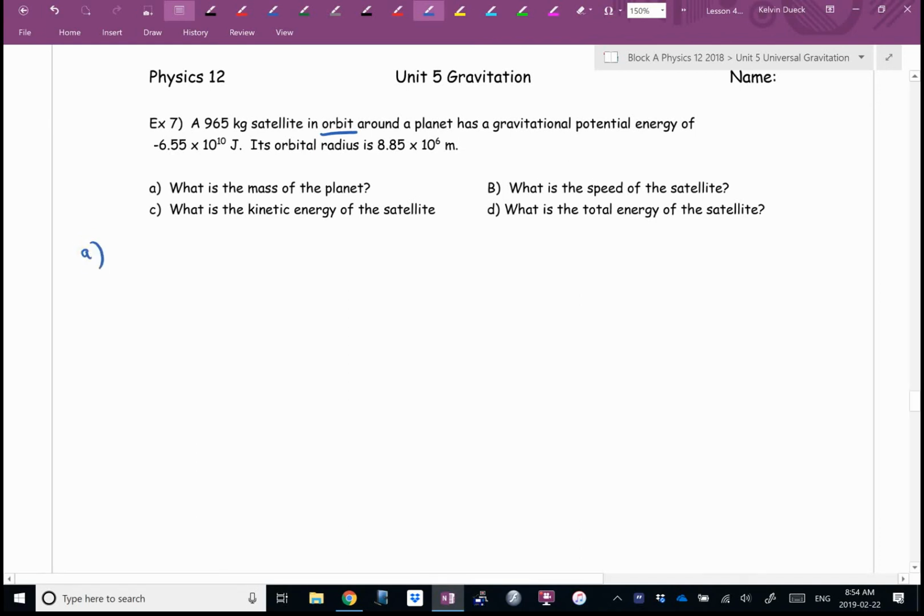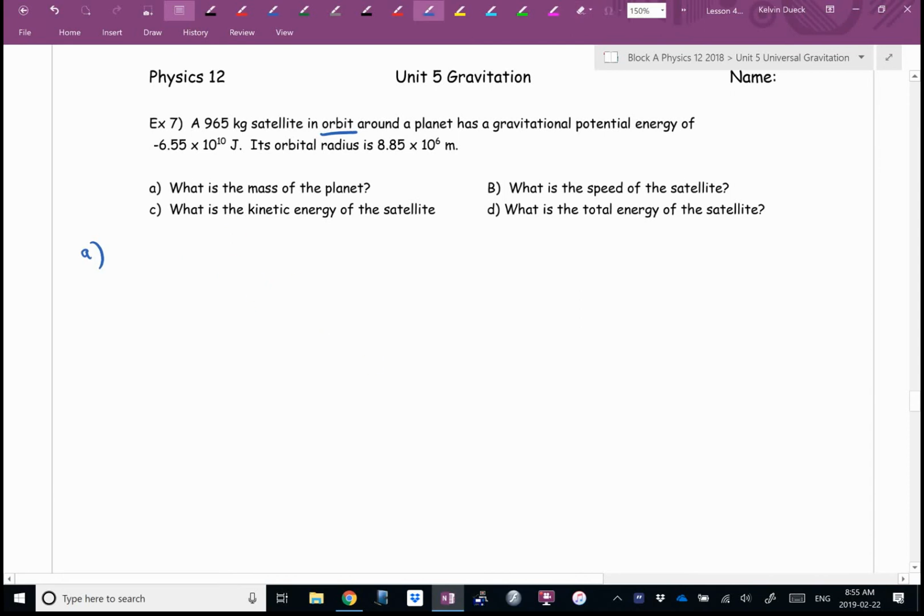What does A want me to find? Big M. Now, it does show up in that equation, but don't write this down. If I knew the gravitational force that the satellite was feeling, I could solve for big M. Or if I knew the gravitational field at that location, I could solve for big M. I don't think that's going to work.